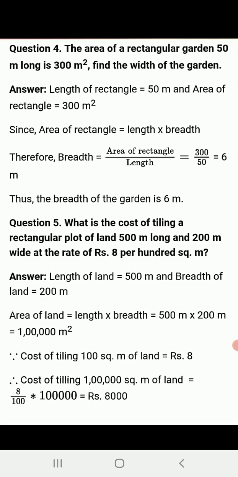Okay, for 100 square meter it is 8. So for 1 square meter will be 8 by 100. For 1 lakh will be 8 by 100 into 1 lakh. So on doing the calculation, we will come to the answer as 8,000. So the cost will be rupees 8,000 for tiling 1 lakh meter square of this rectangular plot.